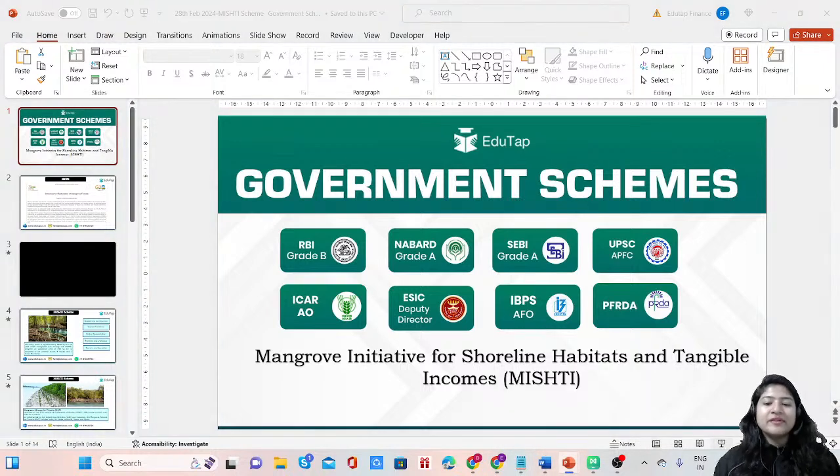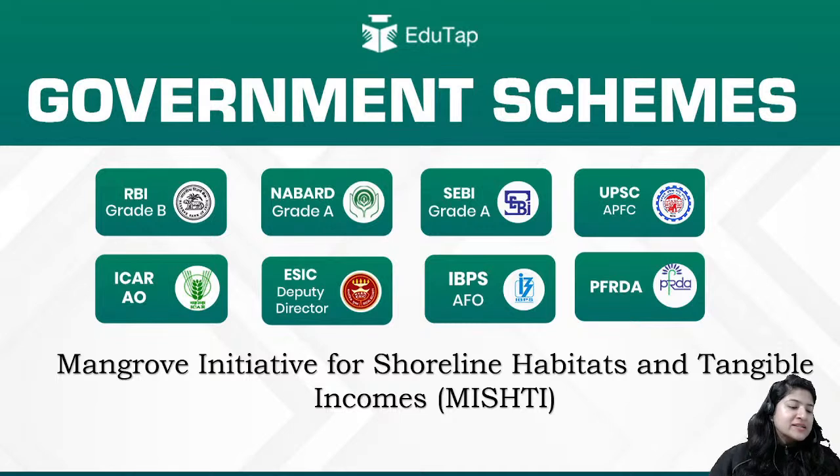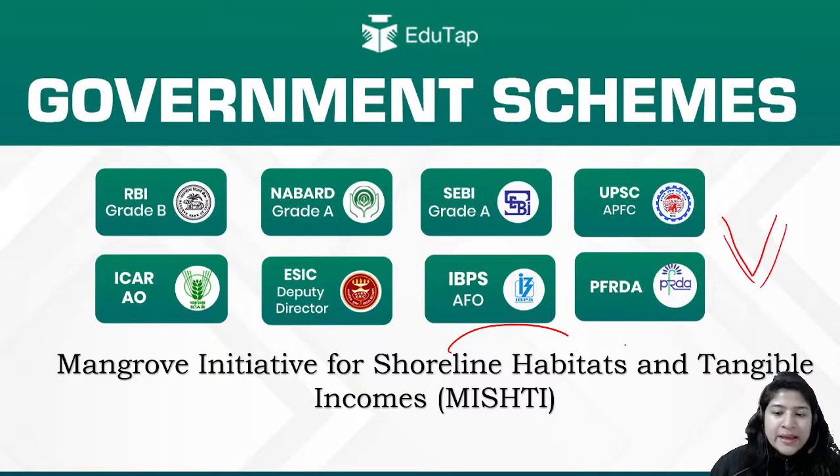The scheme that we are covering today is the MISHTI scheme, and the full form is Mangrove Initiative for Shoreline Habitat and Tangible Incomes. Shoreline means along your coast. So we are going to understand about this scheme.